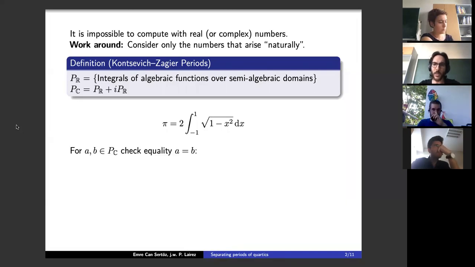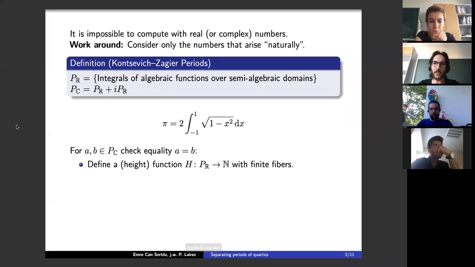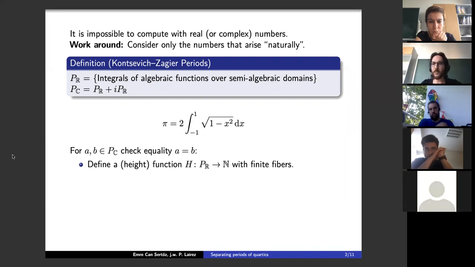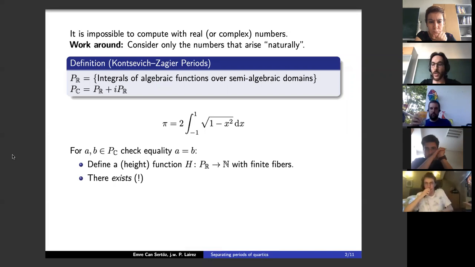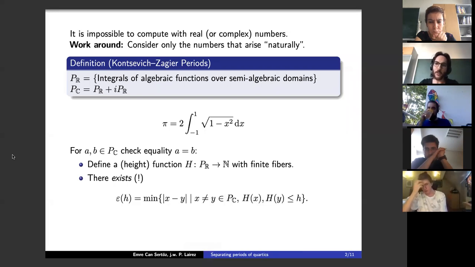If you give me A and B, and I want to check if A equals B, the general strategy should be like this. First, I define a function on the set of periods. It's sometimes called a height function. It will go to natural numbers, but I want it to have finite fibers. That's its key property here, the only property that I care about. And then I can define a separation constant, which is a distance between periods of bounded height.